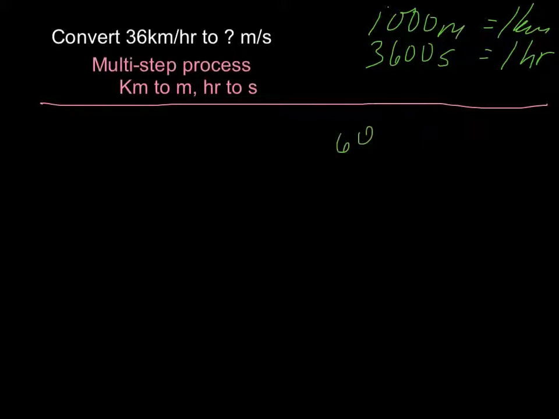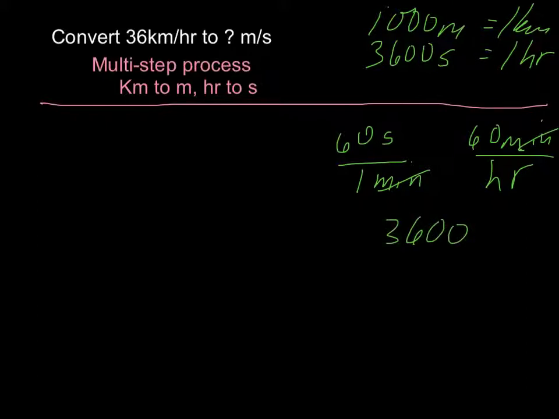You got 60 seconds per minute. And then you have 60 minutes per hour. So the minutes cancel, and then you have seconds per hour, which is 3,600 seconds in 1 hour. That's how we get that. That's where that 3,600 comes from. So you don't have to memorize that if you know how to calculate it. Cool. So what's our first step?